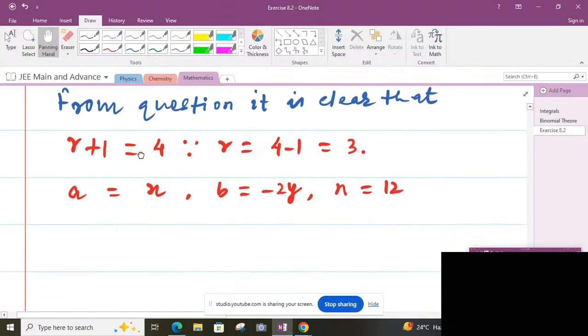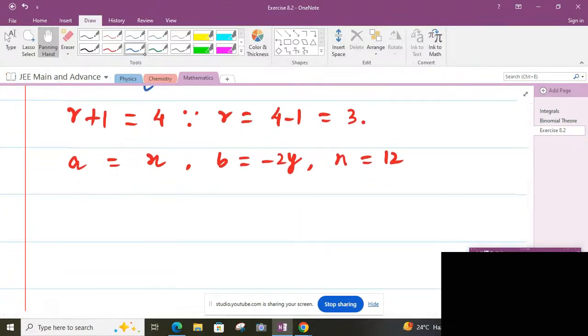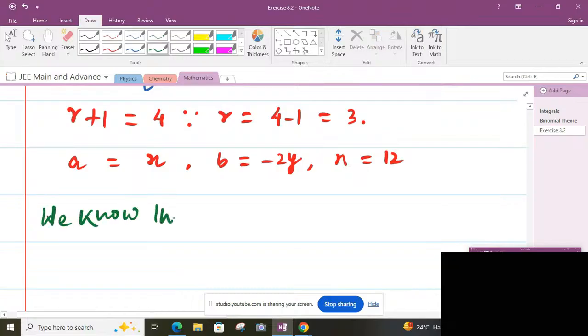Now recall the formula for general term. So we write down here, we know that.